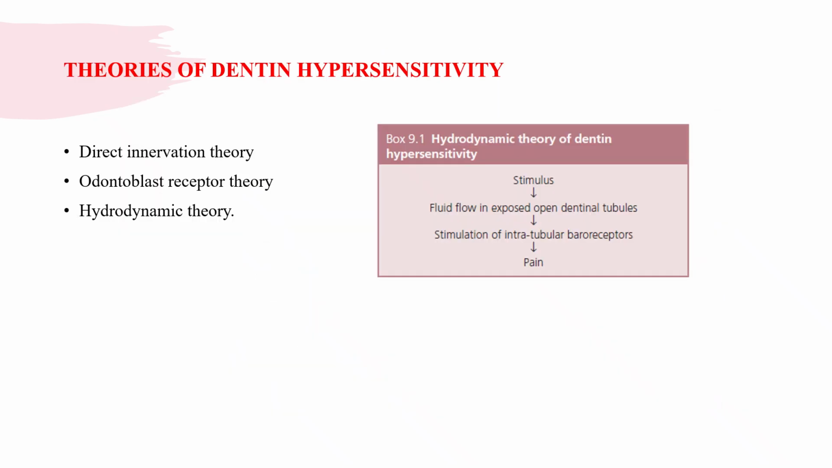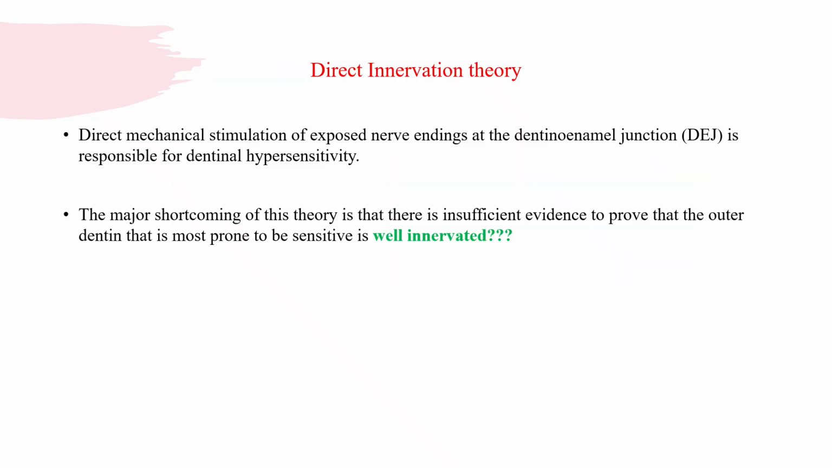Now coming to theories of dentin hypersensitivity, the most common and accepted theory is the hydrodynamic theory, but we will also look into the older theories such as the direct innervation theory and the odontoblast receptor theory. Under the direct innervation theory, it is the direct mechanical stimulation of exposed nerve endings at the dentino-enamel junction which is responsible for the dentinal hypersensitivity. The major shortcoming of this theory is that there is insufficient evidence to prove that the outer dentin that is most prone to be sensitive is well innervated.